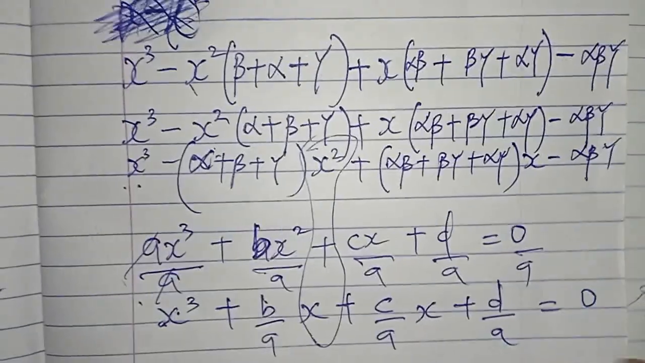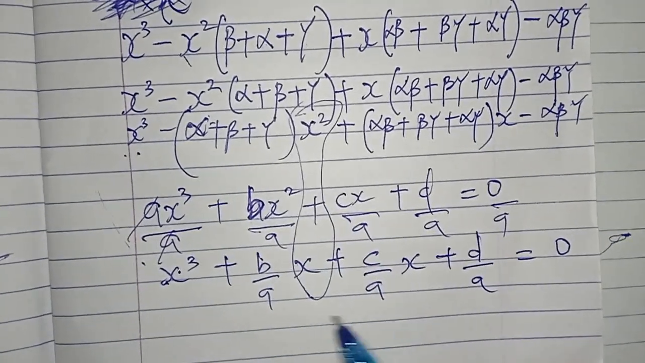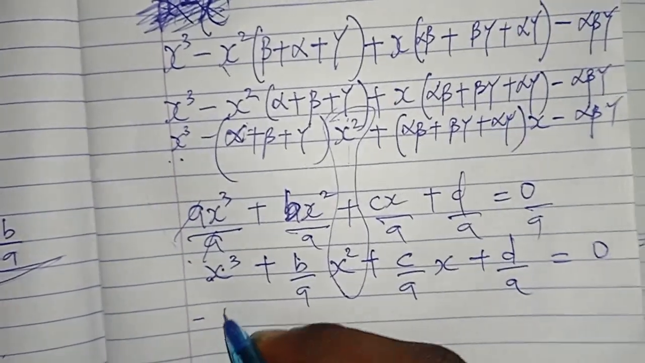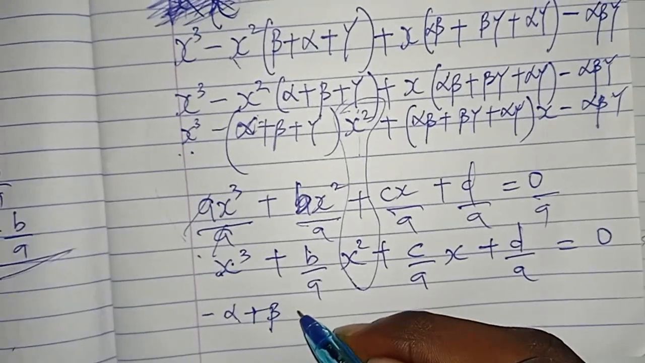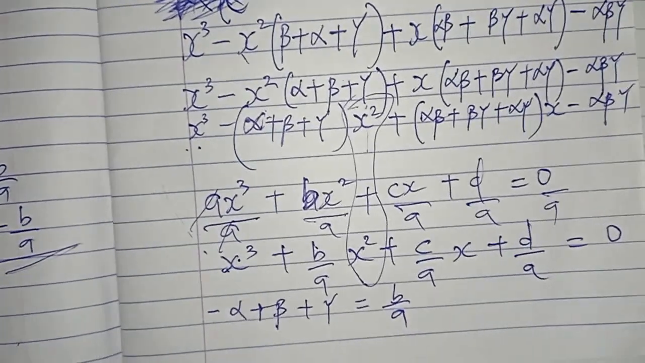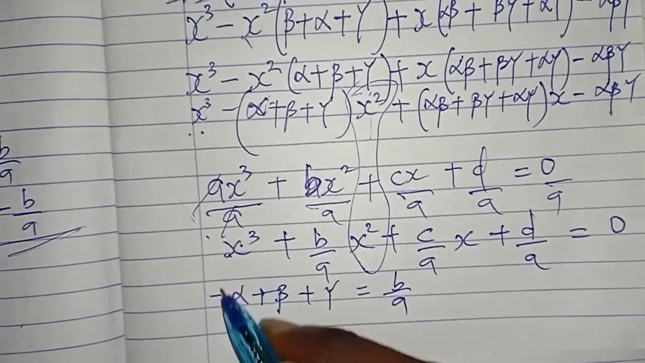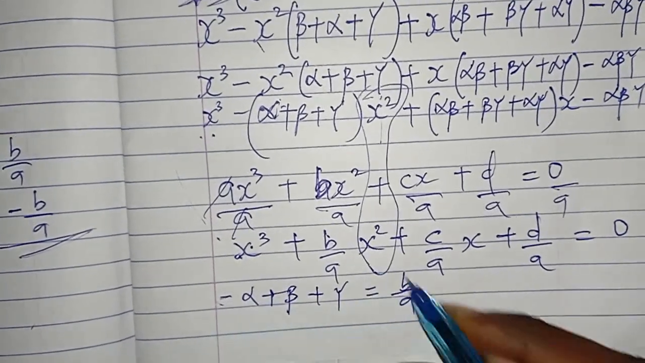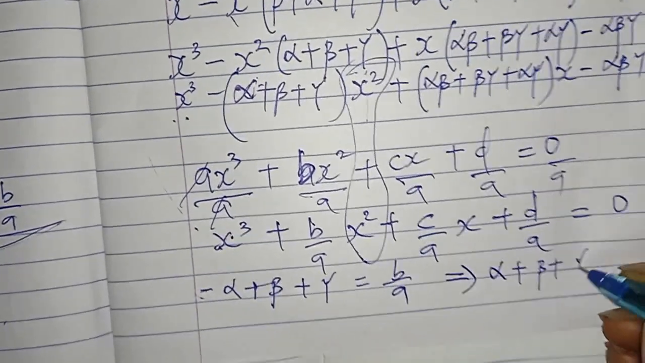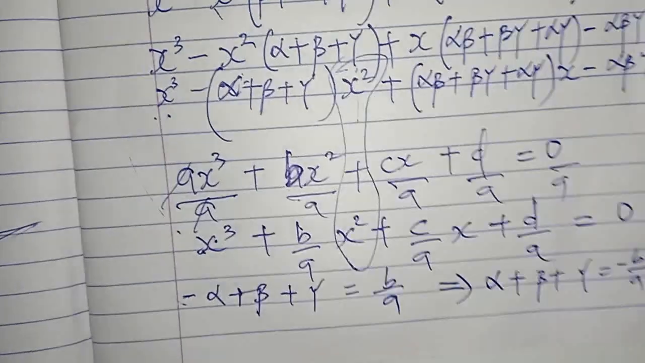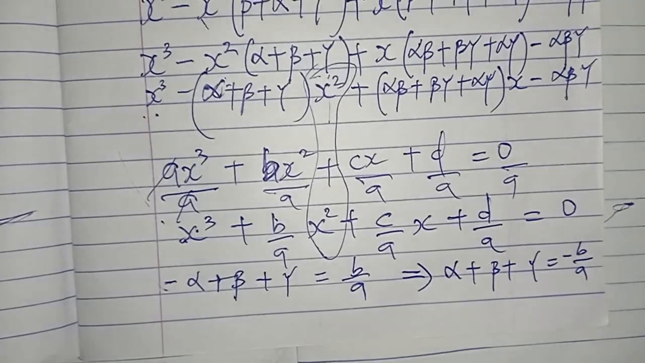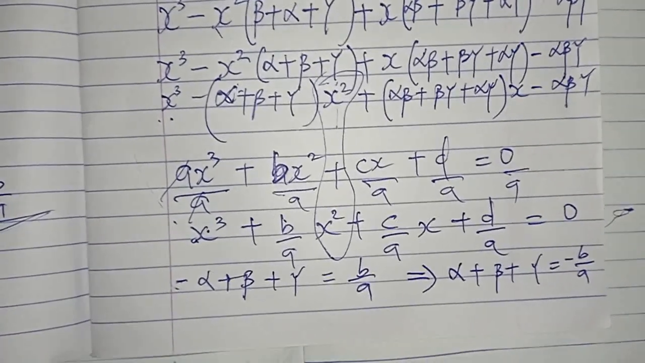So once we are through with this, what we now do is comparing. Comparing x squared, it will be the same thing as saying minus alpha plus beta plus gamma is equal to b over a. Notice that in making this the subject of the formula, there's a minus here. The minus will cross the equality sign, so alpha plus beta plus gamma is equal to minus b over a. So what it means is that the sum of roots of a cubic equation is minus b over a.